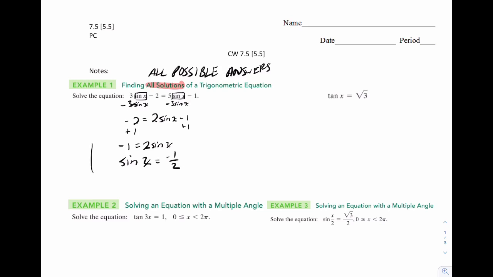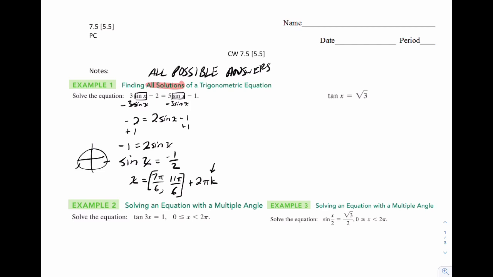Now think about your circle. Negative 1/2 happens to have these two tick marks. So we're going to write x is equal to 7 pi over 6 and 11 pi over 6. Now the problem with our answer is that that's only two of the answers. We know there are infinite answers if there are no restrictions. So all we do is put a big bracket, and then put plus 2 pi k.